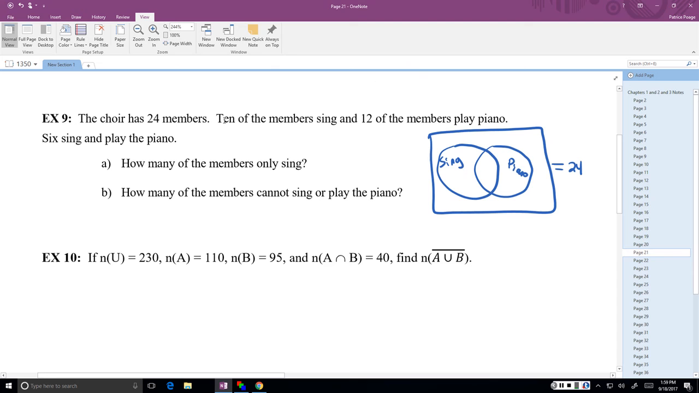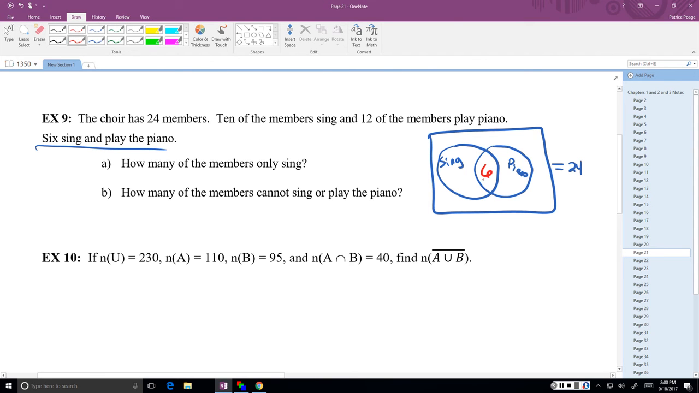It says 10 of them sing, but the sing circle is in how many parts? 2. So when you add those 2 parts together, it'll add up to 10. The piano, 12 play the piano, so when you add up those 2 parts, it'll add up to 12. 6 sing and play the piano, so that one I could put in right away. Then backing out, if 12 play the piano and I already have 6 people in the piano circle, how many go in the other part of the piano circle? 6. Who are those 6 people? They only play the piano. They don't sing. They just play the piano.